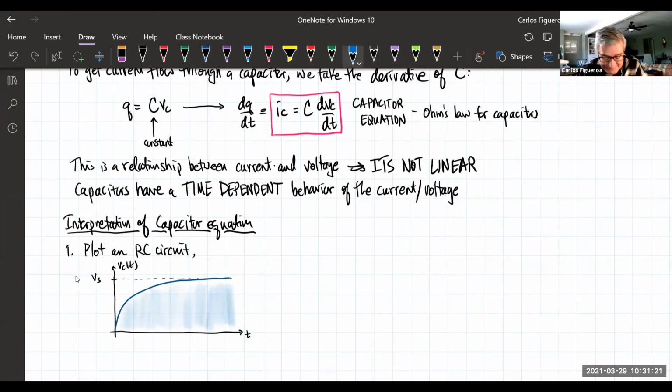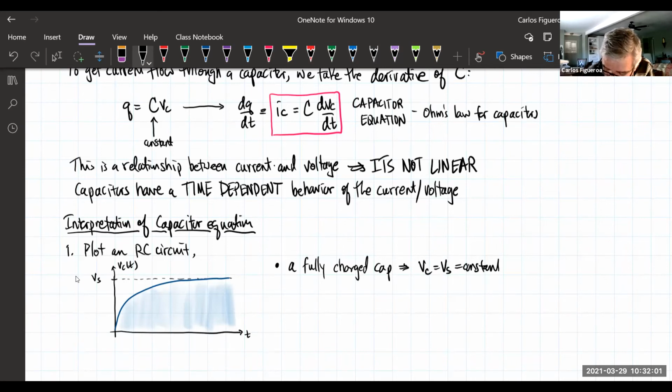And what do I actually see right here? So the first thing, if I plot an RC, is that there's a couple of things. The first thing is that if a capacitor is fully charged, VC is a constant and there's zero current flow. So a fully charged cap implies that VC must be VS, which is a constant.